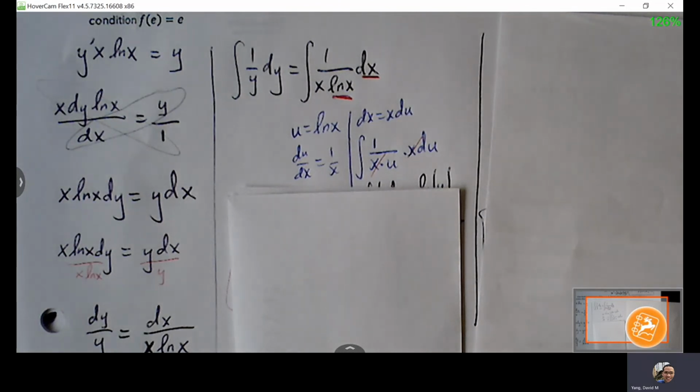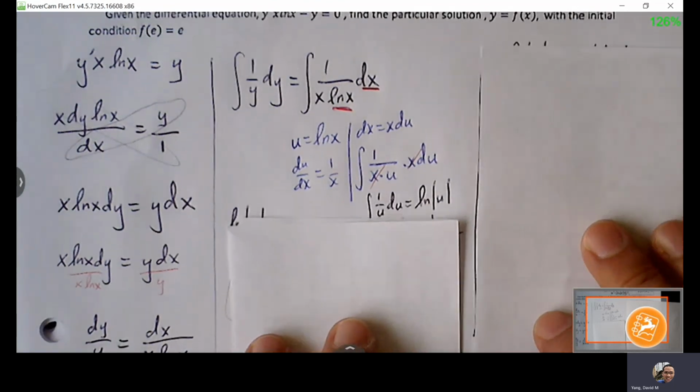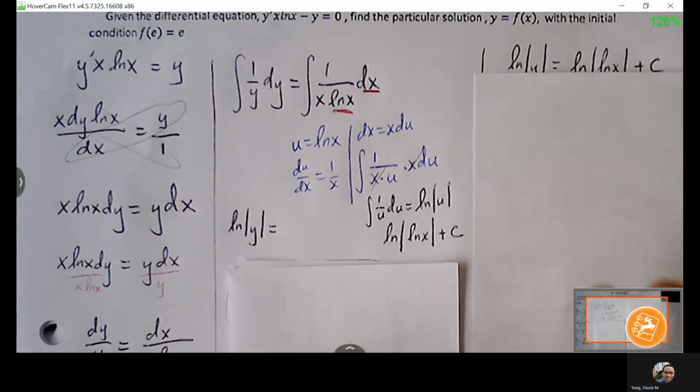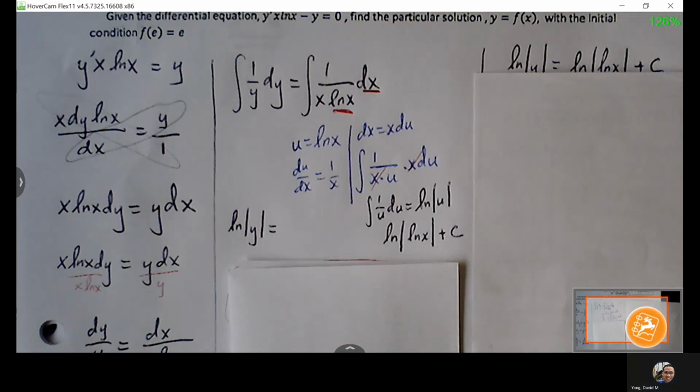So now I can involve natural log once it's cleaned up. And then replace the u back in terms of your original variable, which is natural log of x. So it's natural log of x plus c. What's the derivative for natural log? The derivative for natural log of u is u prime over u. So therefore, the derivative of natural log of x is 1 over x.